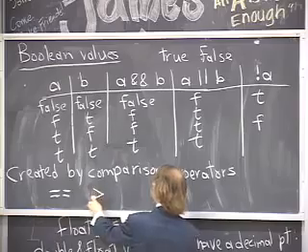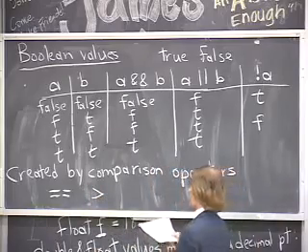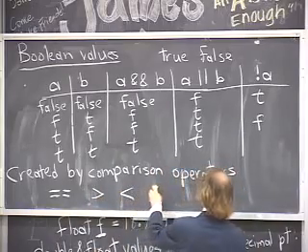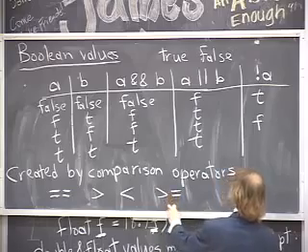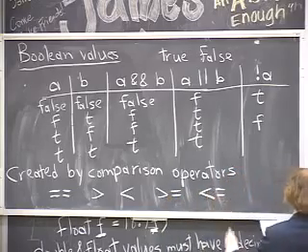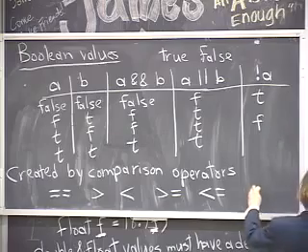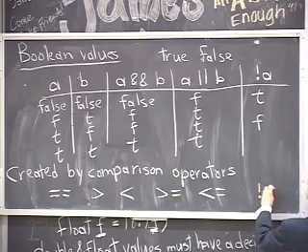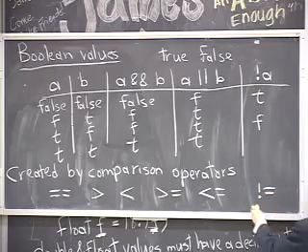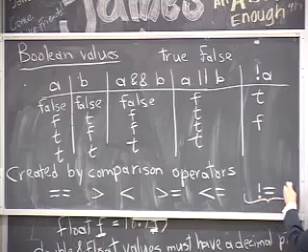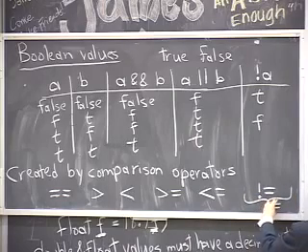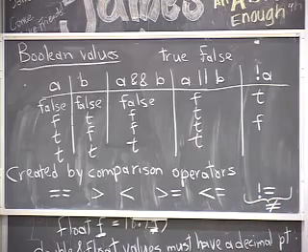You can test whether a number is greater than another number. You can test whether a number is less than another number. You can test whether a number is greater than or equal to another number, less than or equal. And if you want to test whether two numbers are not equal to each other, the way you do it is exclamation mark equal sign, no space between them, is how you write in Java not equal.